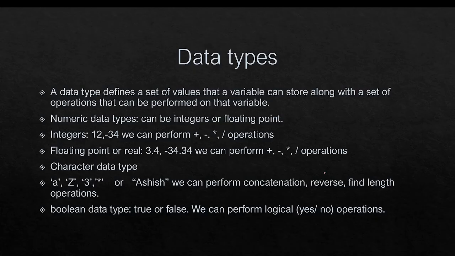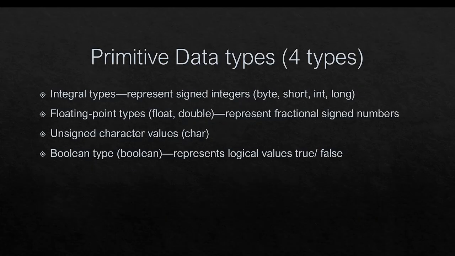Character data are like small a, small z, or any character in single quotes. Any group of characters is called a string. Boolean data types are like true and false. These are two literals. We can perform logical operations using true and false, like yes-no operations.